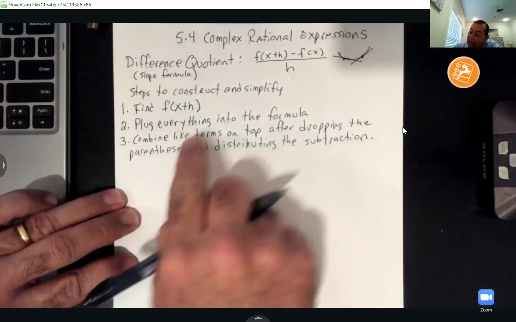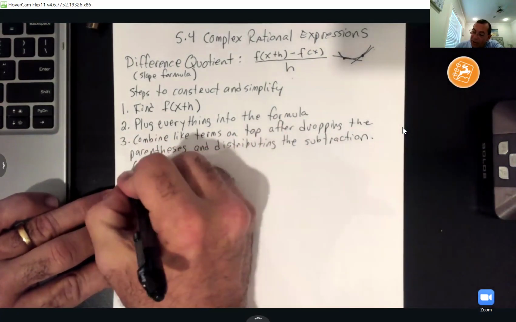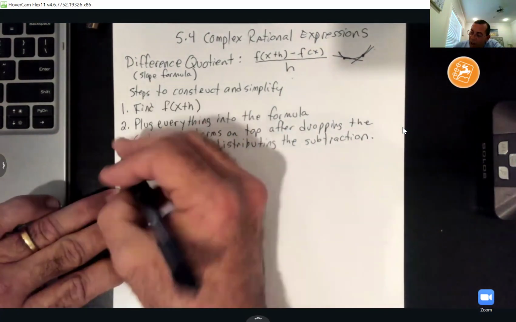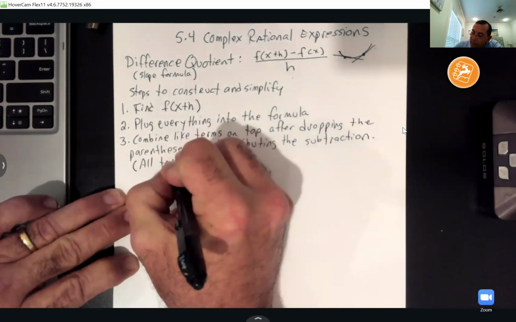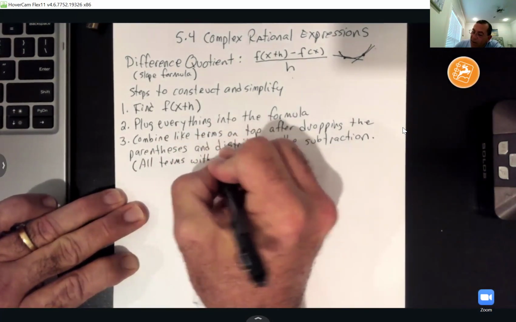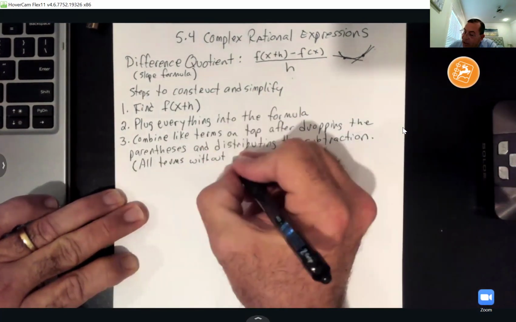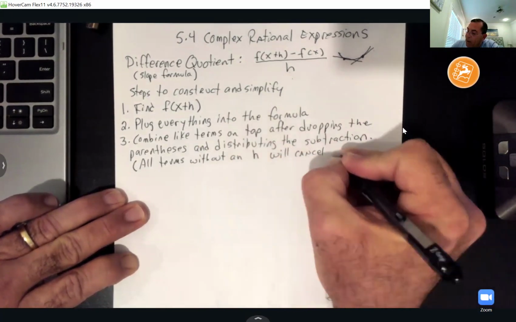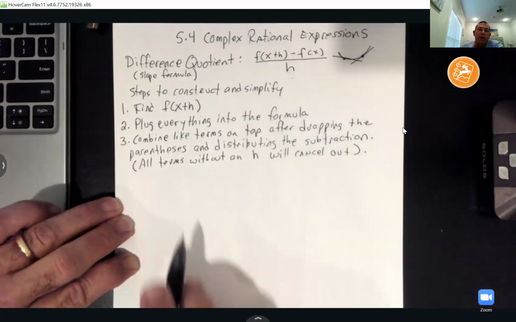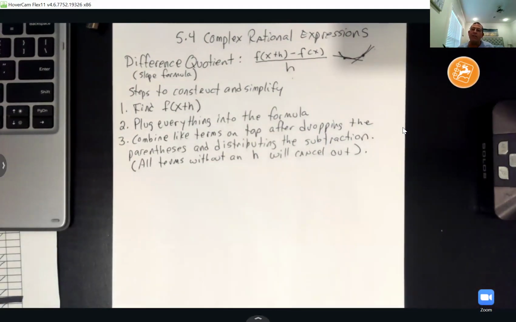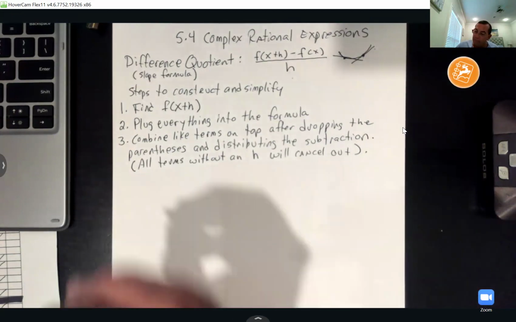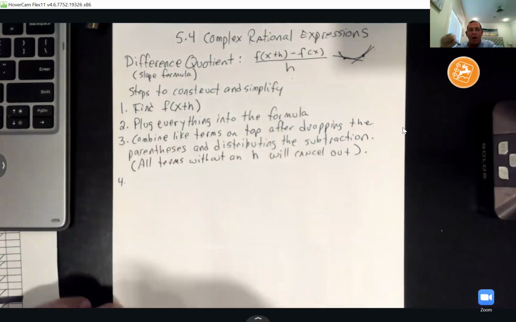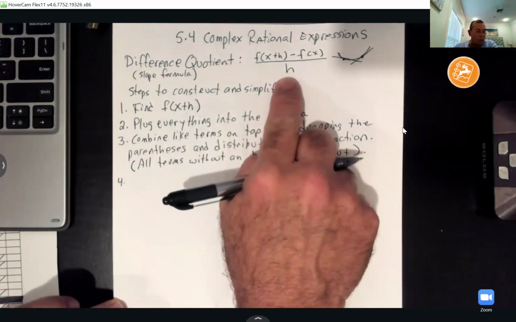Now check this out. At this point, when I combine these like terms, all terms without an h will cancel out. So after you combine them like terms, if you got stuff that don't have an h in it, something went wrong, because everything that does not have an h is going to cancel out at that point. So I'm going to have all this h stuff on top over the h on the bottom.